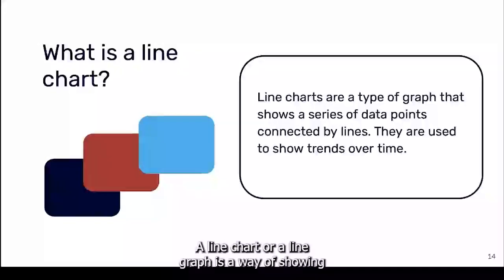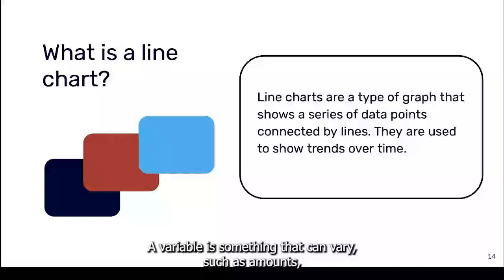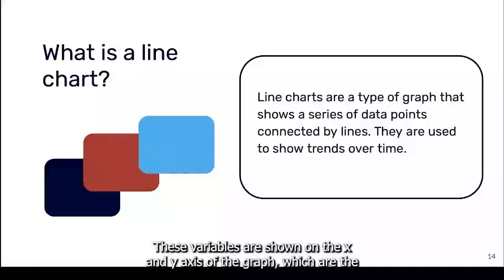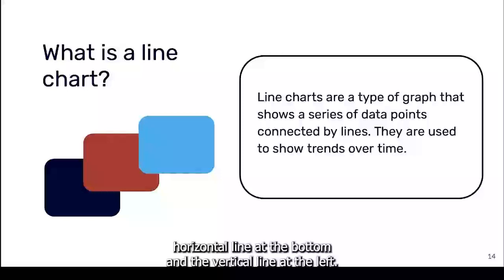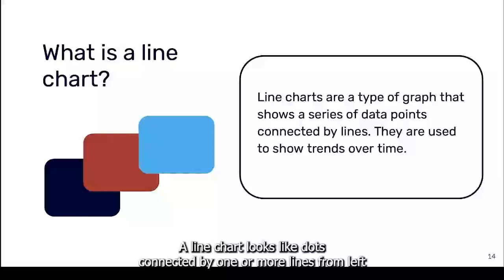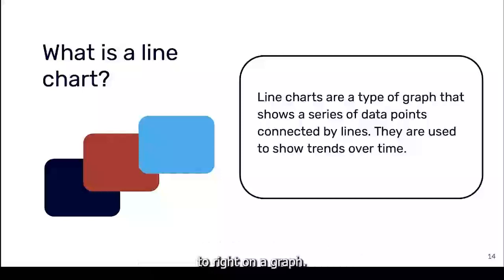A line chart or a line graph is a way of showing how two numeric or quantitative variables are related. A variable is something that can vary, such as amounts, rates, time periods, etc. These variables are shown on the x and y axis of the graph, which are the horizontal line at the bottom and the vertical line at the left. A line chart looks like dots connected by one or more lines from left to right on a graph. Each dot represents a data value.